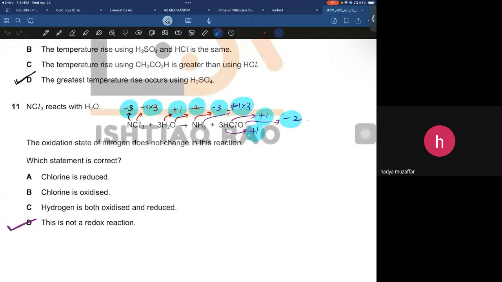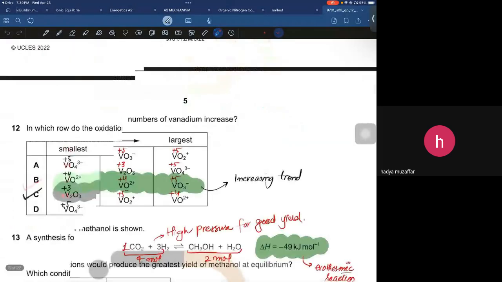Otherwise you can solve it. You will find after the calculation, on the reactant side it's -3. On the product side, it's -3. It's not going to change. So of course, this is not a redox reaction. It's very simple.